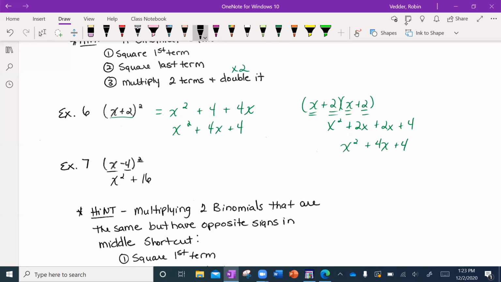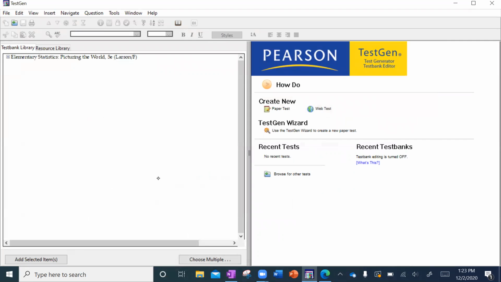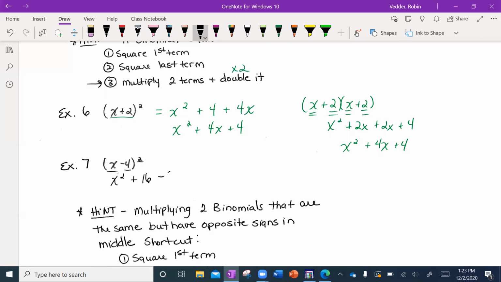Then multiply the two terms and double. X times negative 4 is a negative 4x, but if we double negative 4, it's going to be, sorry about that, a negative 8x. Finally, I do like to rearrange it, so I'm going to write the minus 8x in the middle. I know some of you guys are going to ask, would I mark it wrong on the test? No, I will not mark it wrong on the test if you leave it like this.